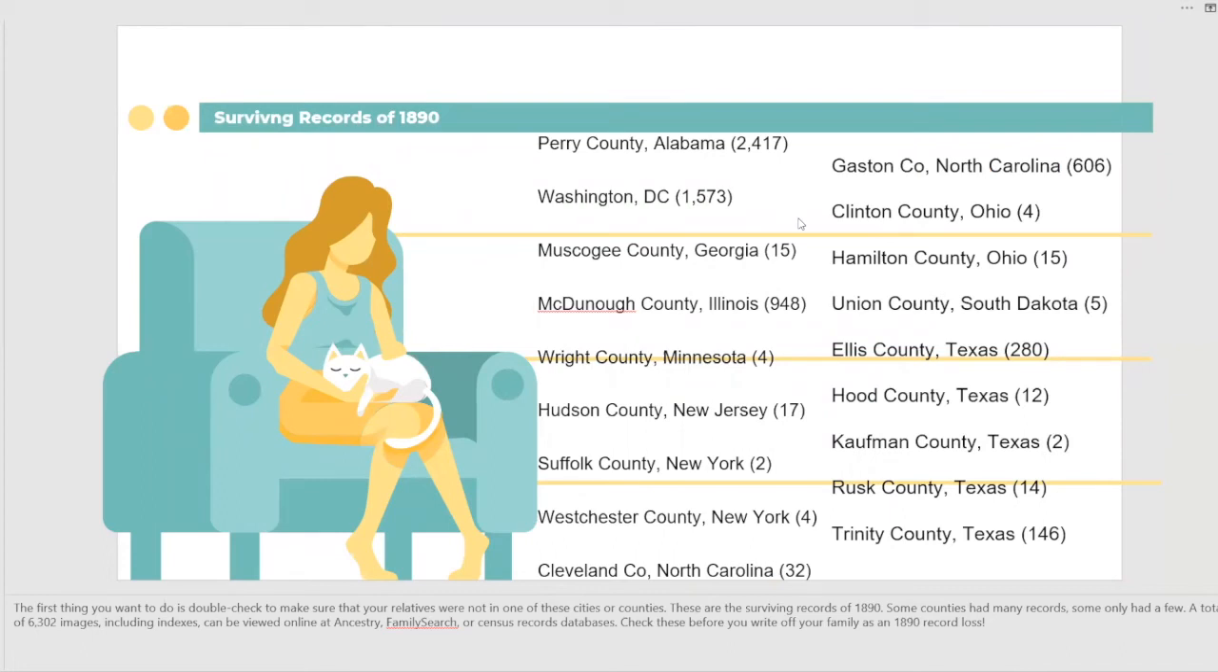These are the places that did actually still contain some records. So this is the first thing that you want to check. Just make sure, especially if your family is from like Perry County, Alabama, there were actually about 2,500 records that survived from that area. Washington, D.C. as well, 1,500. So, you know, if your family is from one of these areas, check that first. But you can see like Wright County, Minnesota did technically have some remaining censuses, but it was only 4 entries. So it's probably one family out of the whole county.